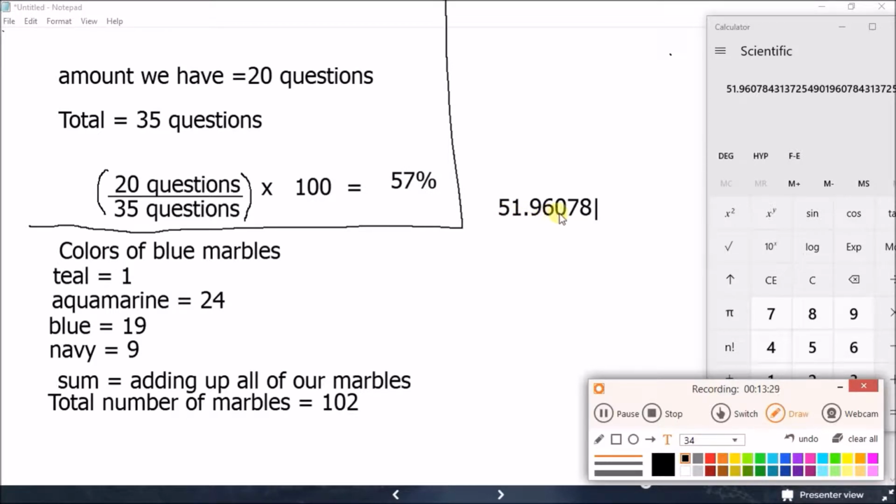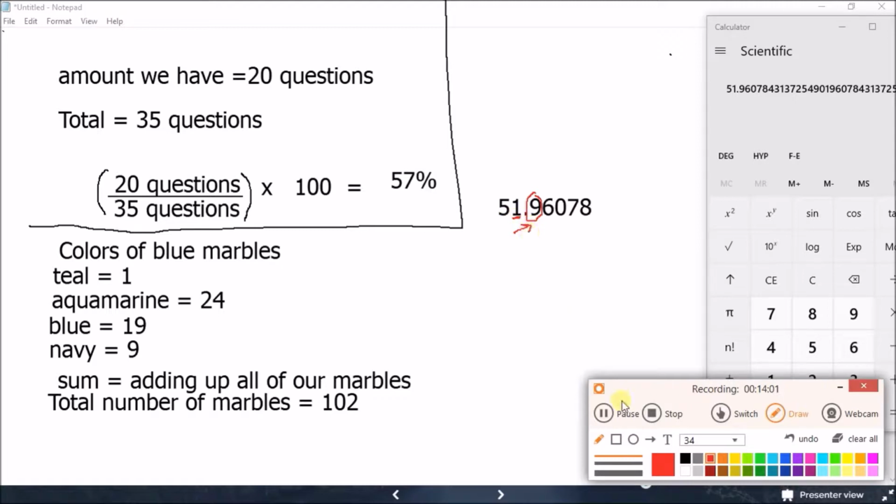But what we want to do is round to the nearest whole number. So we don't want all of these digits here. What we're going to do is focus our attention on the digit directly to the right of the one that we want to round with. So because we're rounding to the ones place, we're going to look at this number right here.